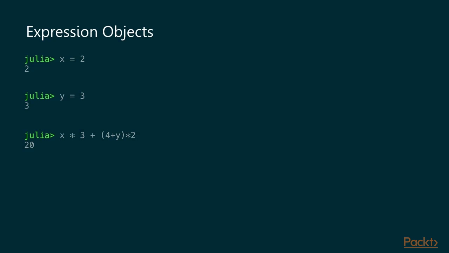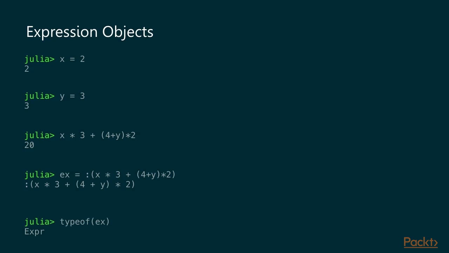Multiplying and adding some values. Now we can sort of freeze dry this by quoting it and putting it into a variable. And if we look at, well, what's the type of that? Well, that's an Expr object. So that's an expression object.